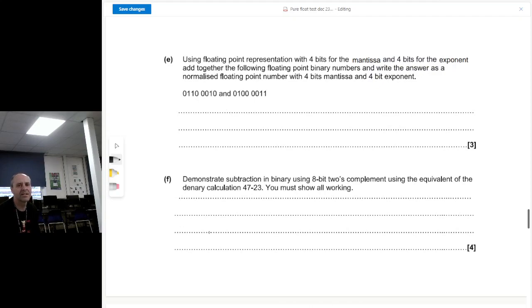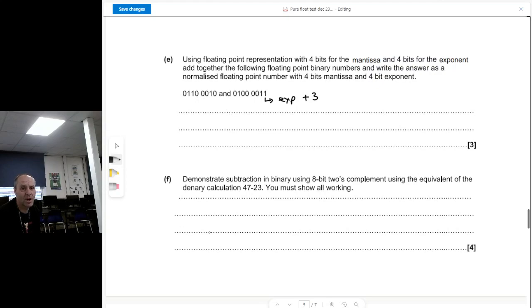So what we need to identify is what the two exponents are. So this one, the exponent is positive, because we can see the sign bit's not set, it is plus 3. This one, the exponent is plus 2. So that's my first job. So this first number, I'm just going to work here on this one. So I've got 0.110. That's what it starts as.